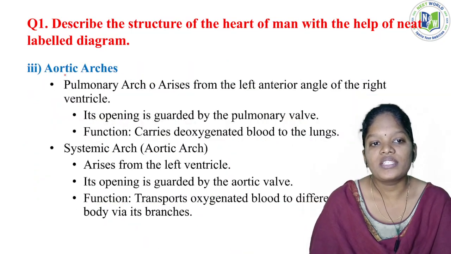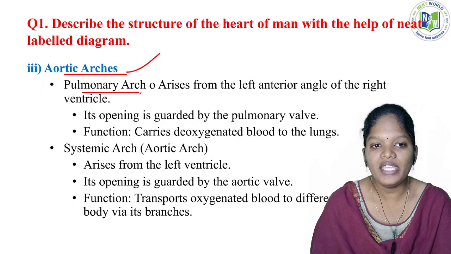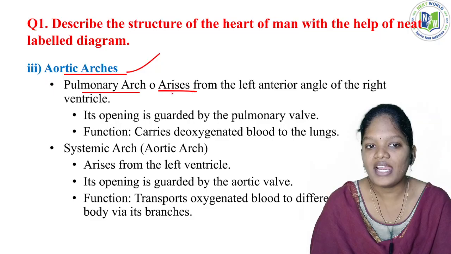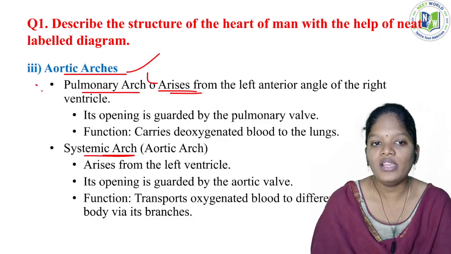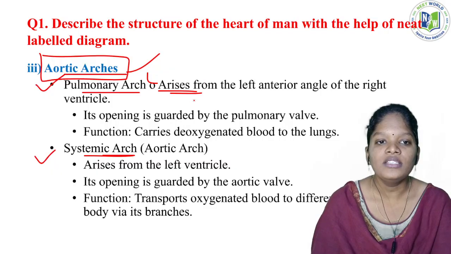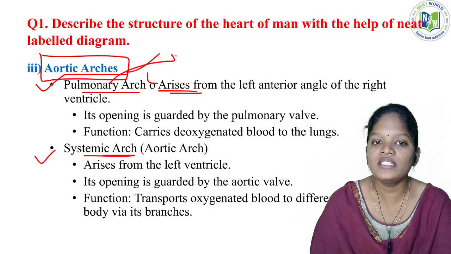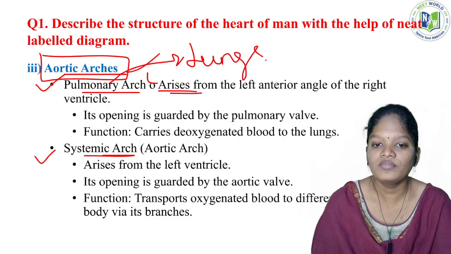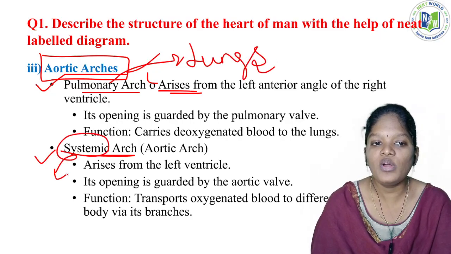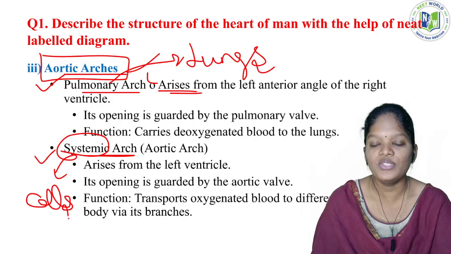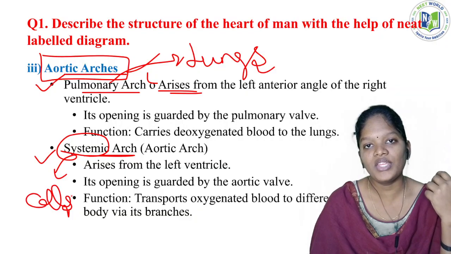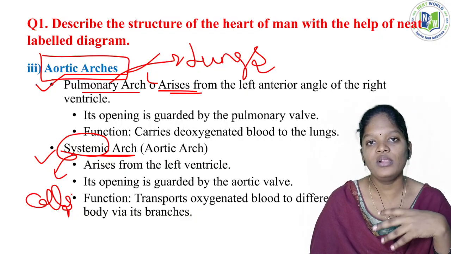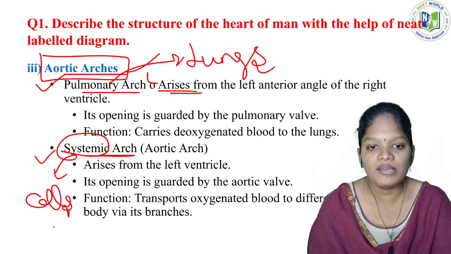Now, aortic arches. What is meant by aortic arches? There is the pulmonary arch and the systemic arch. We call the pulmonary arch and the systemic arch the aortic arches. Pulmonary means related to the lungs. Systemic means involving all the systems, all parts or cells, like the respiratory system, circulatory system, nervous system, so all the physiological functions. That is the systemic arch.